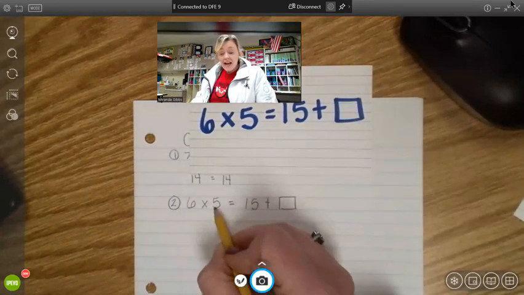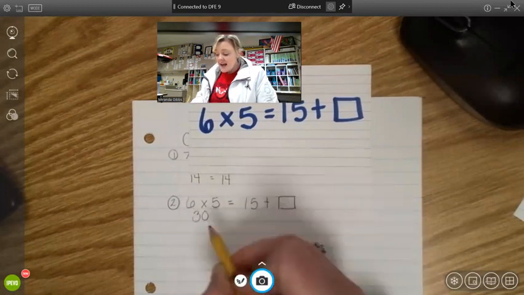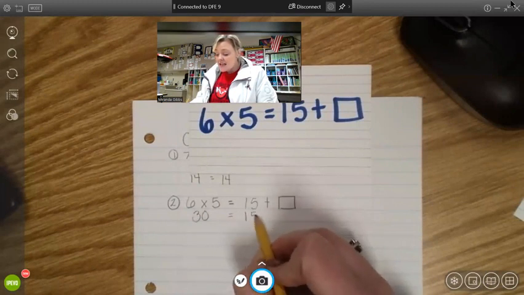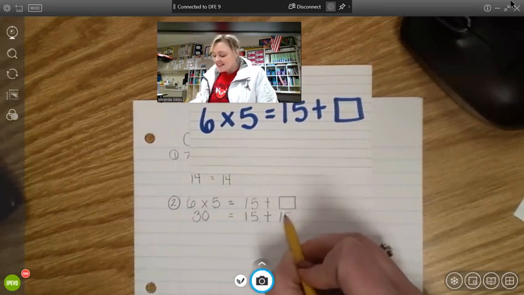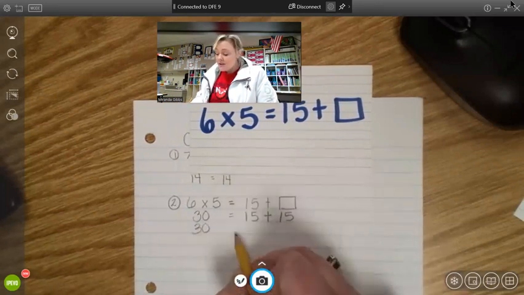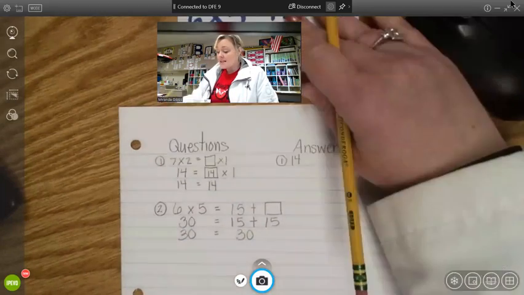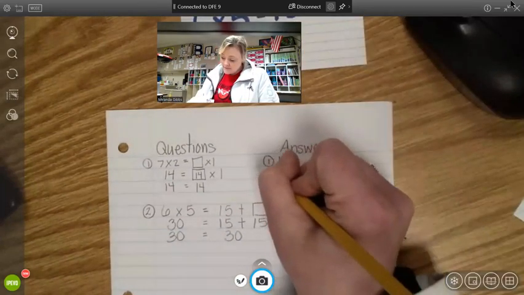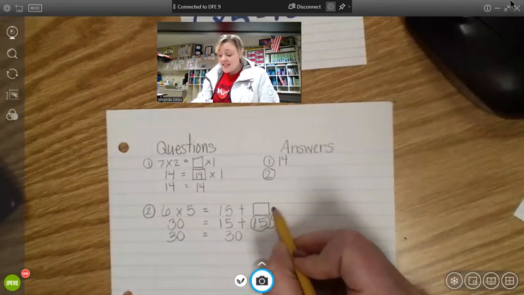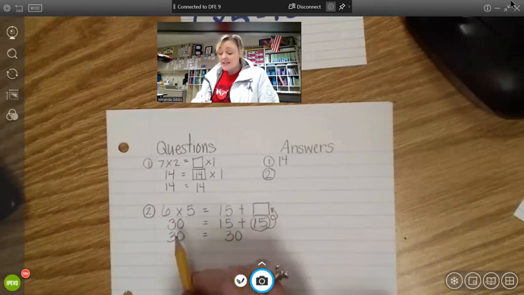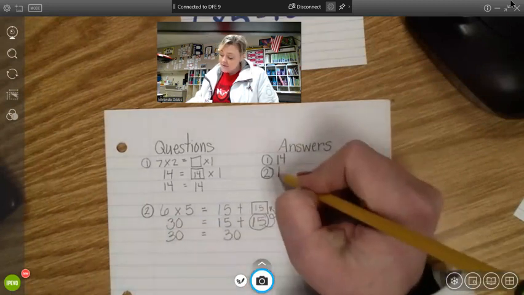So 6 times 5 is 30. And 30 is the same as 15 plus, that's right, 15. Now we know that both sides are equal. 30 is the same as 30. Good job. So then on my answer side for number 2, the number that we put in the box is actually 15. It's not 30. 30 tells us that this side is the same as this side. The answer in the box is 15.